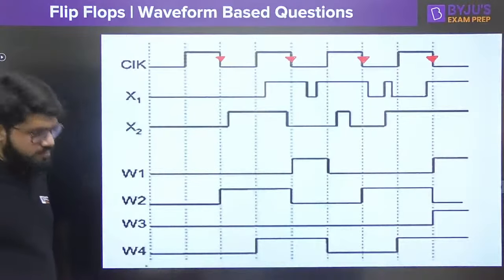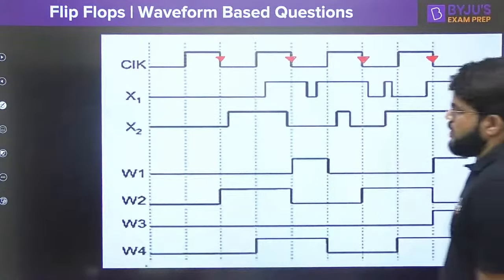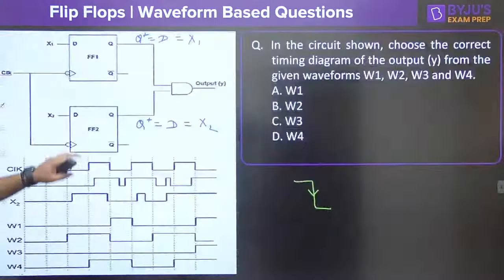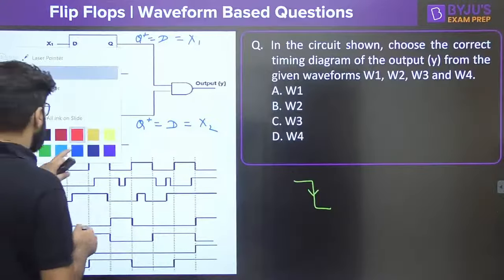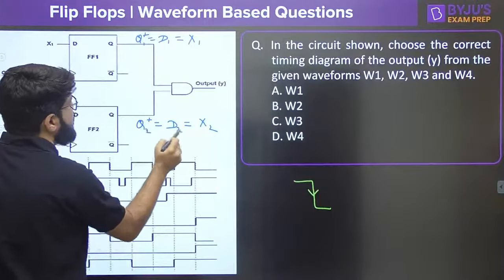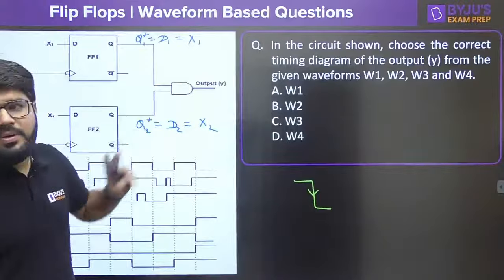Next negative edge. Right. Okay. Now everybody try to see. Let me name them also. Let this be Q1 plus and this be Q2 plus. The Q1 plus is directly equal to X1. The next state of Q2 is equal to X2.